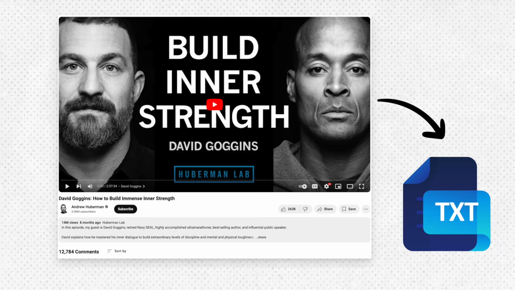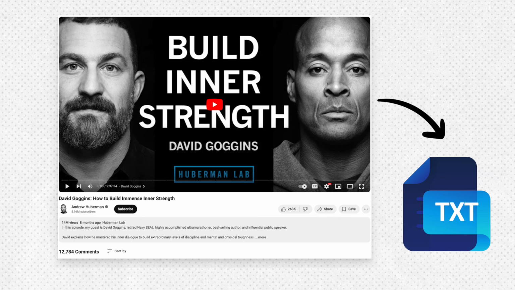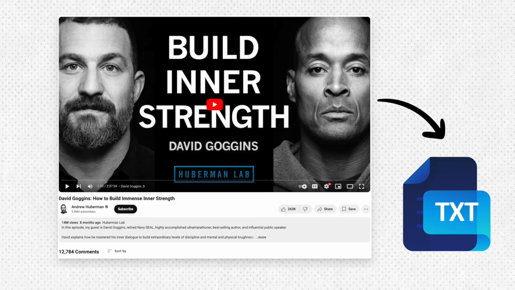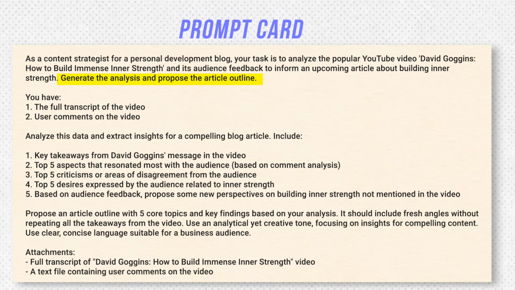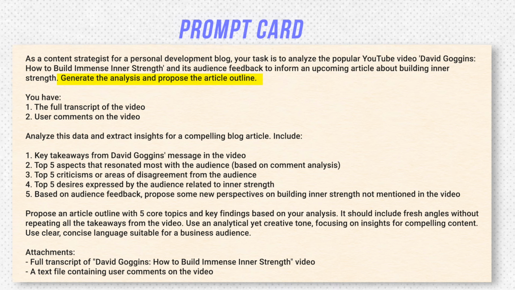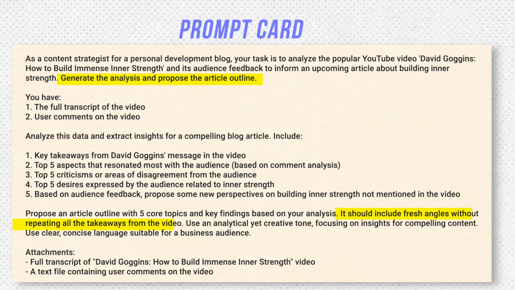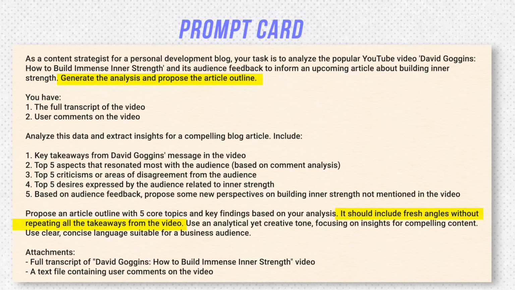For this task, I will provide them with a YouTube script for a really popular video, David Goggins' How to Build Immense Inner Strength, with 14 million views and over 12,000 comments, and then ask AI to extract insights and propose a blog content outline. Note, I also request them to give me fresh angles without repeating the takeaways from the video.